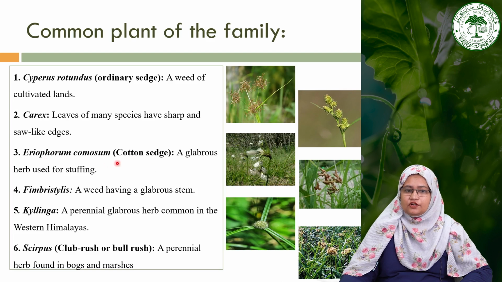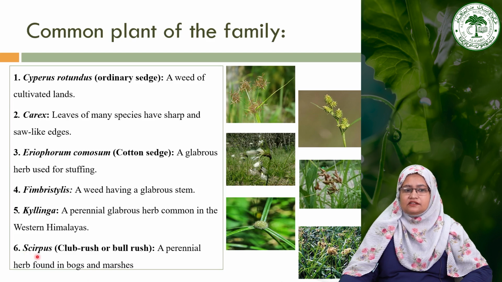Then Eriophorum, this is also called cotton sedge as you can see in this image. Then Fimbristylis as you can see from this particular image, and this is a weed having a glabrous stem. That means they don't have hair, they have a smooth stem. And then the next one is Kobresia, which is a perennial glabrous herb and commonly present in the Himalayan region. As you can see, this is the image.